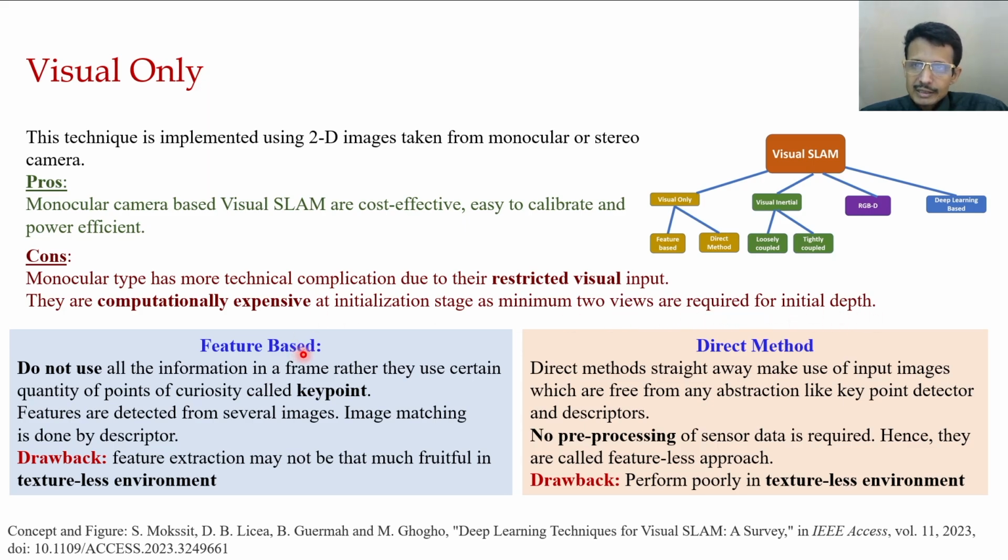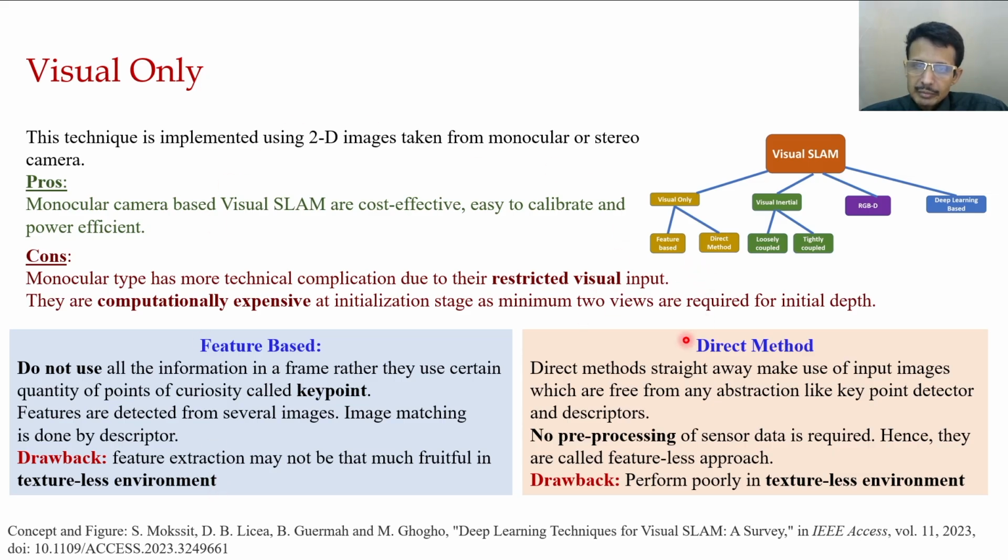There are two basic differences between the feature based method and the direct method. Feature based methods do not use all the information in the frame; rather they use a certain quantity of points of curiosity called key points, and these features are detected from several images. Image matching is done by descriptor. The main drawback is that feature extraction may not be that fruitful in a texture-less environment.